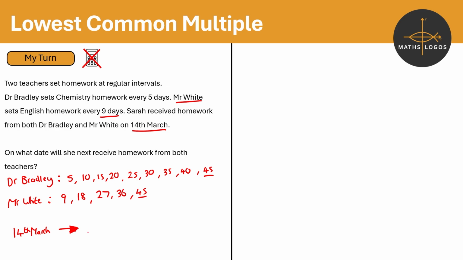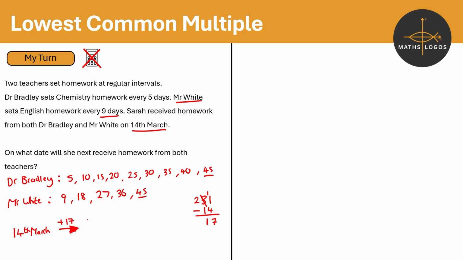I want to see how many days there are in March. Sometimes it's helpful to have a little mnemonic to remember. The one I use is 30 days has September, April, June, and November, and all the rest have 31. So March has 31 days. If we take the 31 days that are in March and subtract the 14 that have already been used up, 1 subtract 4 I can't do, so I'll exchange. 11 subtract 4 is 7, and 2 subtract 1 is 1. So there are 17 days left in March.